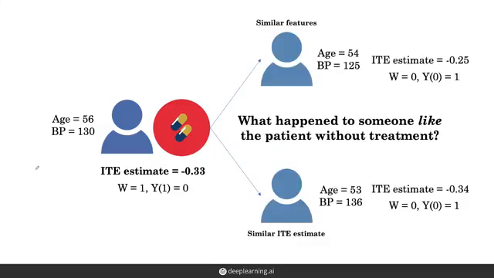There are two ways that we use to match this patient with another. The first way is to find a patient that has similar features that is in the control arm. Here, this patient is very similar both in terms of age and in terms of blood pressure values.